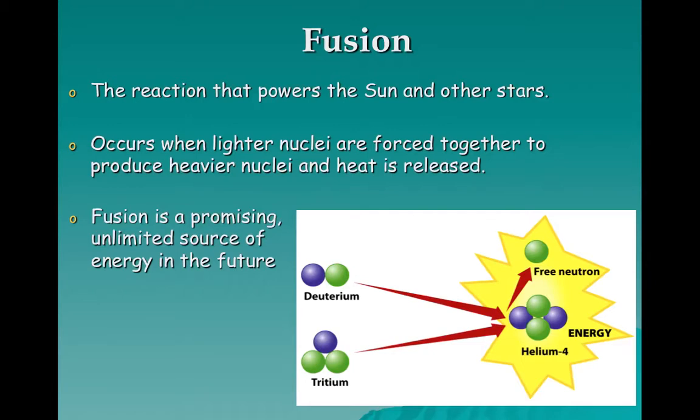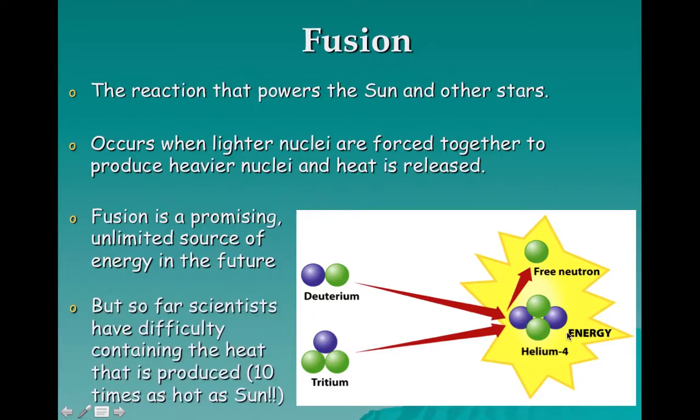Hydrogen is the main fuel for this. You can see this is hydrogen, 2 hydrogen coming together to make helium. But the problem is that the heat that is used to make this happen is 10 times as hot as the sun, which you can imagine is probably a little bit problematic when we're trying to have that process happen on Earth somewhere. So containing that heat is one of the major limitations of fusion power at this time.